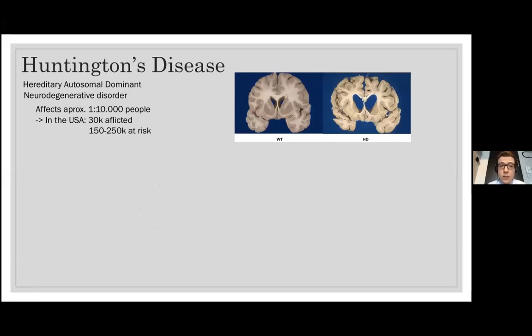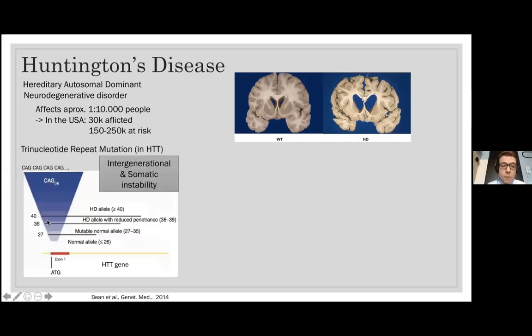So Huntington's disease is a hereditary autosomal dominant neurodegenerative disorder, and it affects about 1 in 10,000 people, which is very common for a rare disorder. In fact, it affects about 40,000 people in the USA, and a lot more people are at risk.